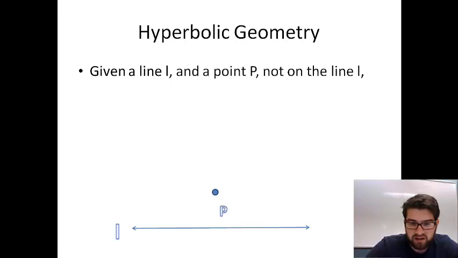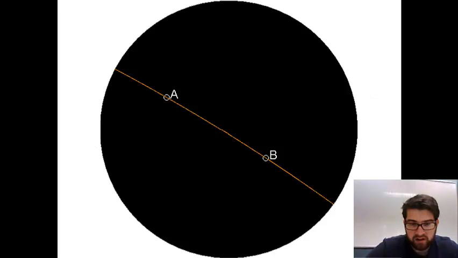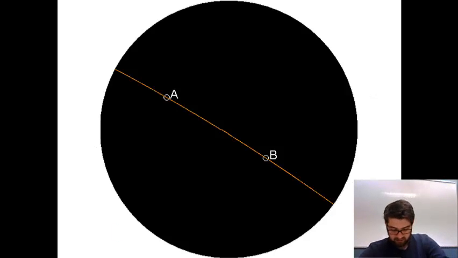So if you're given a line L and a point P not on the line, there exist two lines, M and N, such that P is incident with M and N, and both are parallel to L. So P is going to have two parallel lines going through it. And this is really cool, because a lot of physicists think that this is the way our universe is shaped, and some of their observations and perceptions imply this type of universe, though it's kind of hard to see. So I'm going to show you the Poincaré disk model, which is the typical model for hyperbolic space.